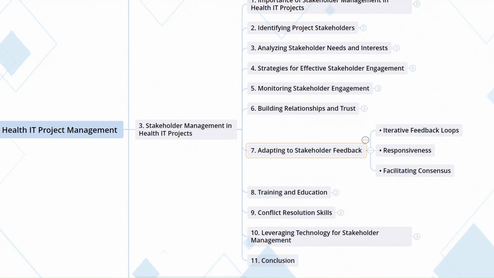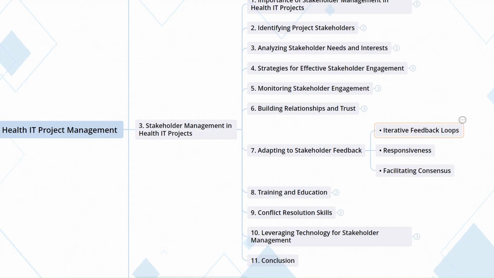Next, adapting to stakeholder feedback. Effective stakeholder management requires openness to feedback and the willingness to adapt project plans based on input. These include iterative feedback loops, responsiveness, and facilitating consensus.